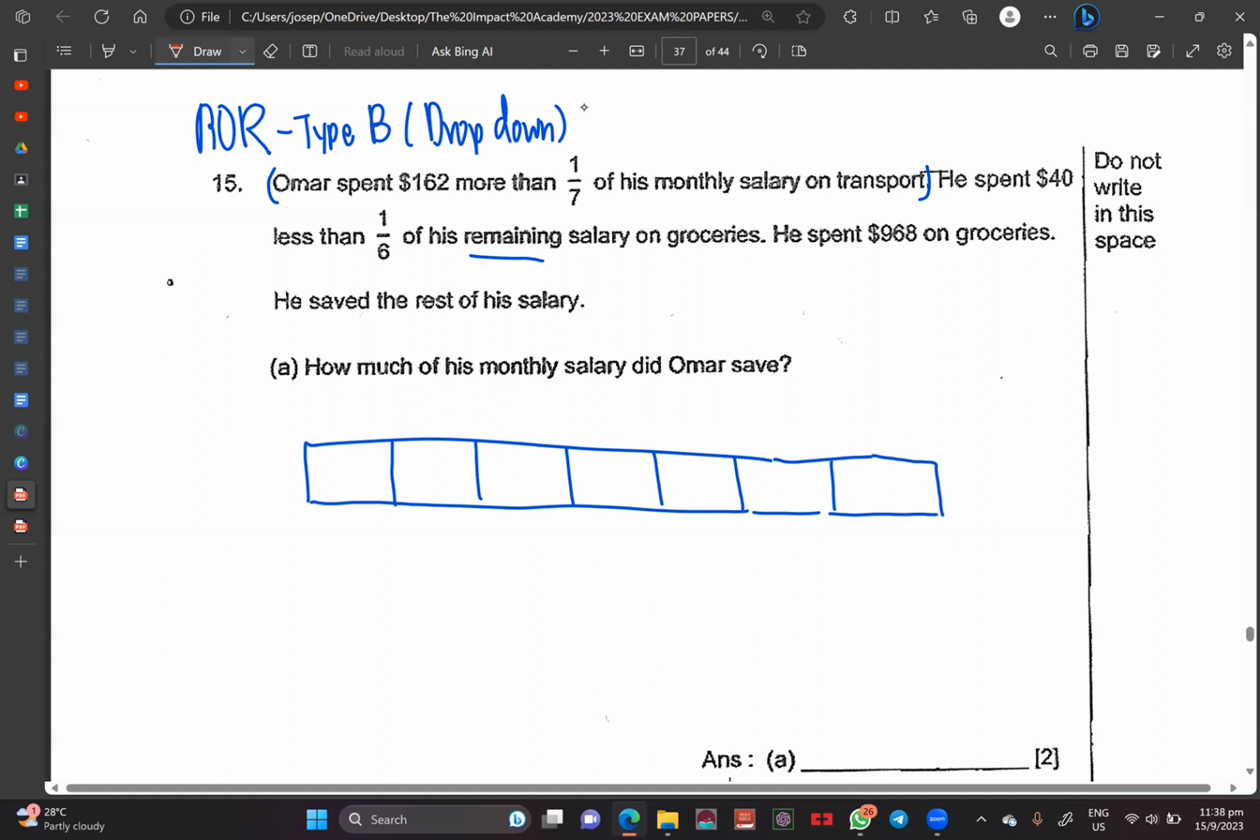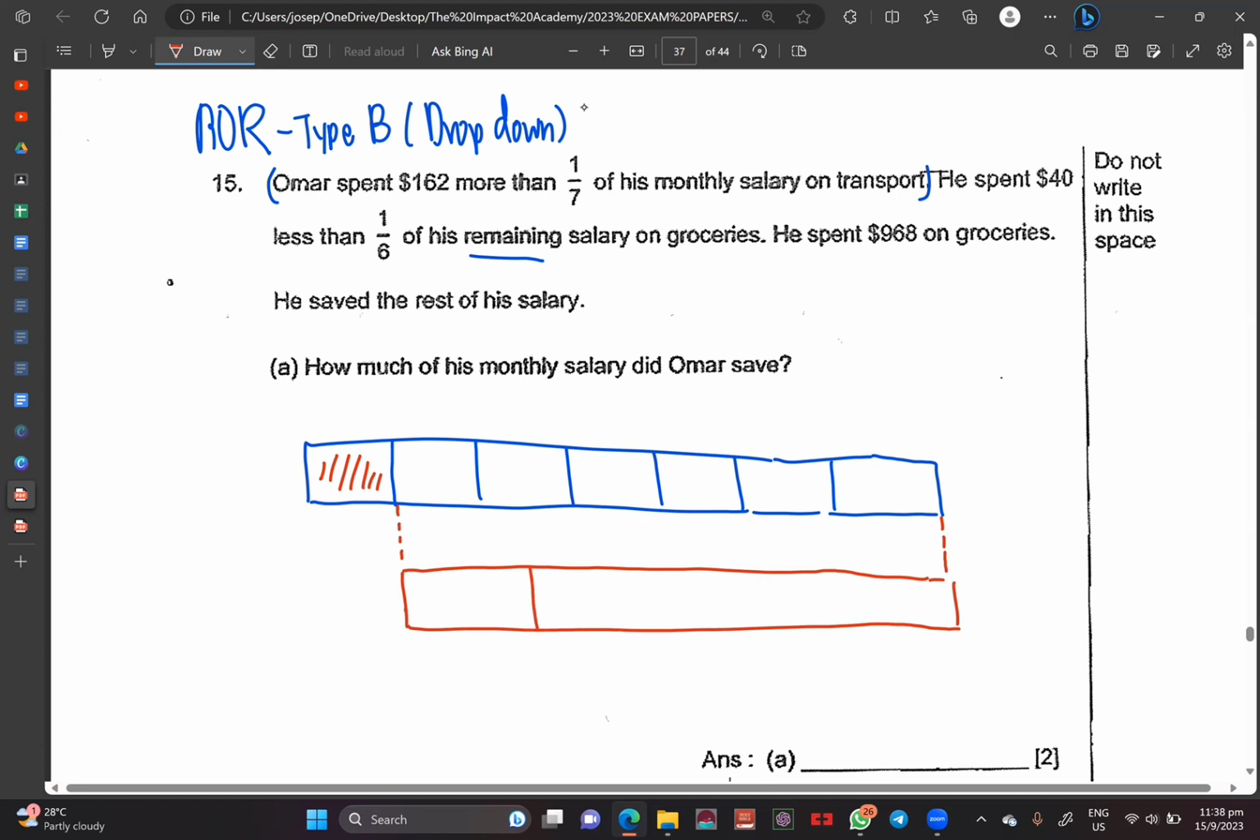Now we know that Omar did not just spend 1 unit on transport, but Omar spent a bit more than 1 unit. And because of that, I do not know 162 is how much, right? 162 could be all the way to here, right? I do not know. So what I want to do is I want to drop it down. I will drop it down and I will estimate, in fact, let me use the word estimate this to be 162. Okay, and I'm going to label them. All right, I'm going to quickly say that this is for transport, and I'll quickly say that this is for transport.